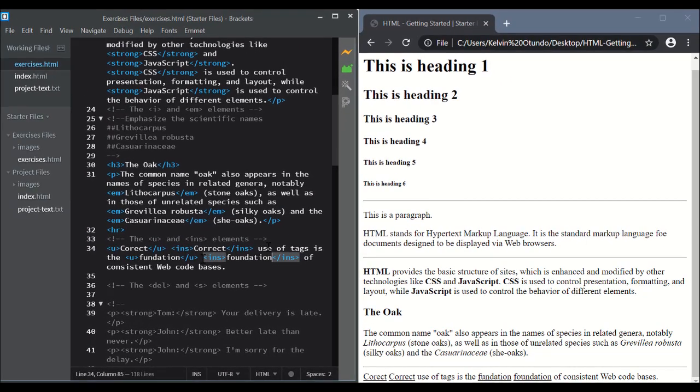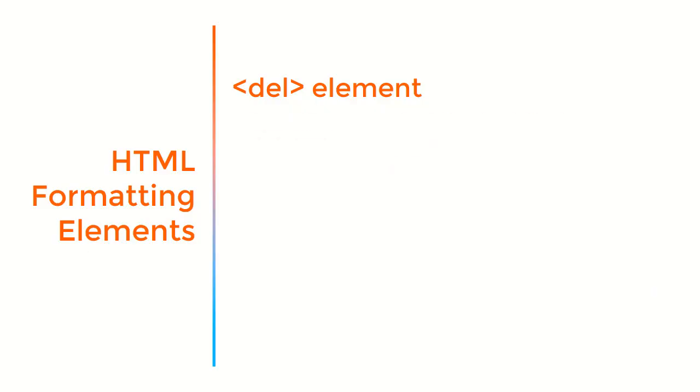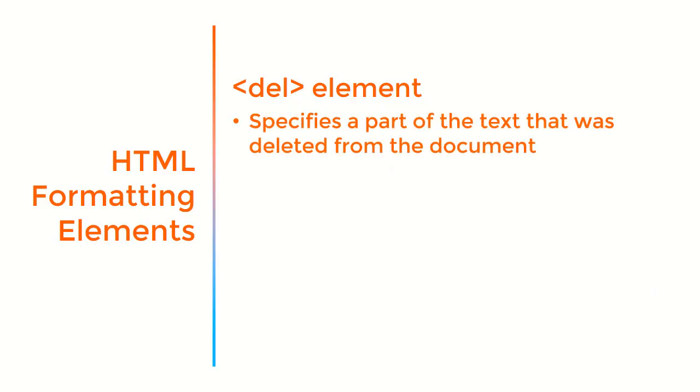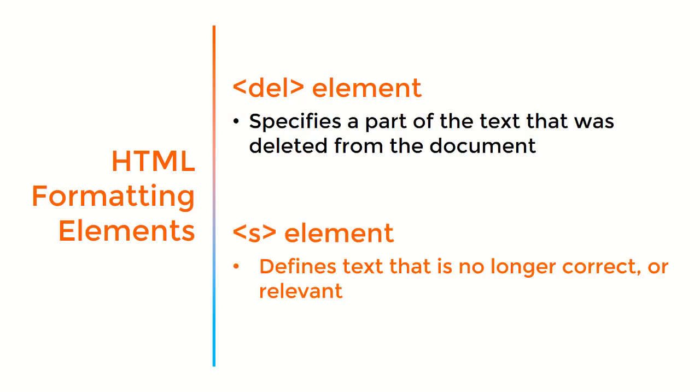Let us take a look at other tags we can use. The del tag specifies a part of the text that was deleted from the document. Browsers display this text as strike-through or a line through the text. The S tag defines text that is no longer correct or relevant. Its content is also displayed as a strike-through. Note that the del element is the opposite of the INS element.